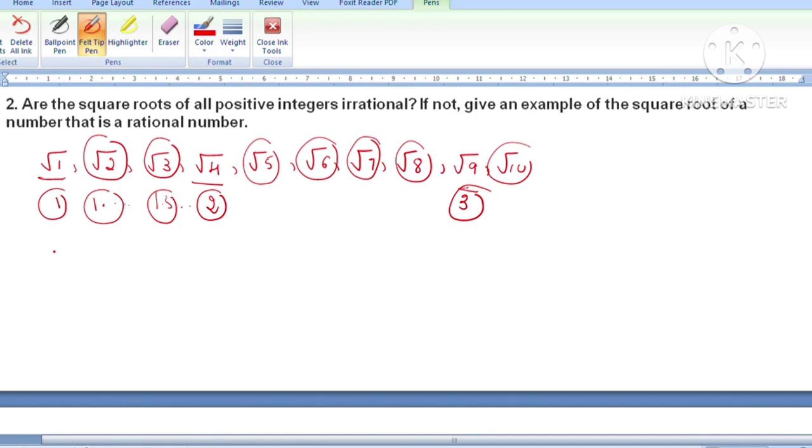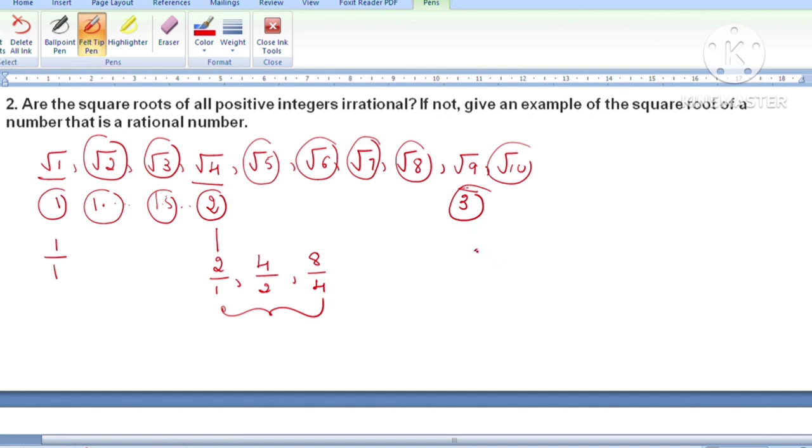Rational means that we can write in the form of p by q. So how to write 1 in the form of p by q? That is nothing but 1 by 1. Then how can we write 2 in the form of p by q? You can write 2 by 1. 2 by 1 is also 2, right? Or you can write 4 by 2. 4 by 2 is also 2. Or you can write 8 by 4. 8 by 4 is also 2, right? So 2 also we can write in the form of p by q, that is a rational number.